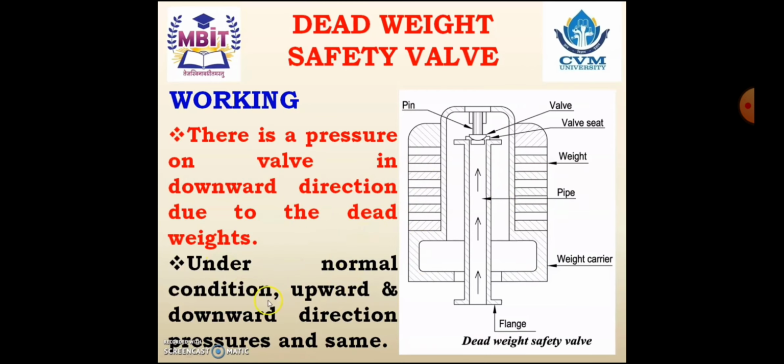Under the normal condition, upward and downward direction pressures are the same. It may be possible that when the steam pressure is low, the pressure in the downward direction, that is the pressure due to the weight, is more, and due to that the valve will not be lifted up and will stay in its position, that is on the valve seat.